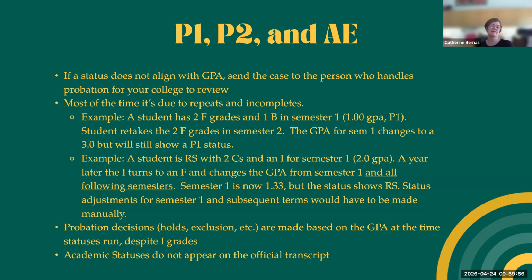So probation decisions, things like holds and exclusions, are made based on the GPA at the time status is run. So it can often work to the student's favor. We don't wait for that incomplete to come in a year later. We honor that regular status, and the student moves on to the next term, no holds. We don't have the information on what that incomplete grade is going to be. So we make probation decisions at the time that the status is run, and we don't wait for things like incomplete grades to come through.